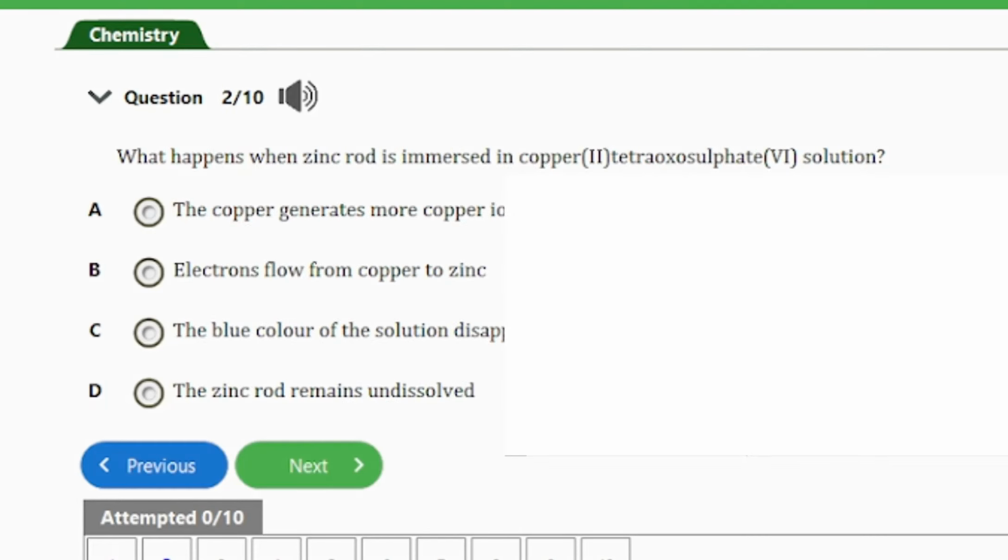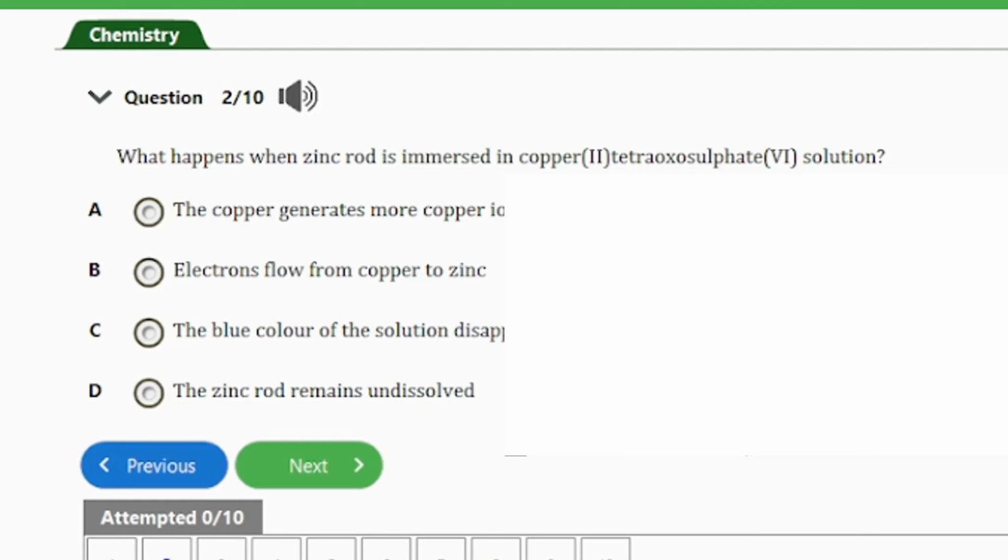Question number 2, it says, what happens when zinc rod is immersed in copper 2 tetraoxosulfate 6 solution? A. The copper generates more copper ions. B. Electrons flow from copper to zinc. C. The blue color of the solution disappears. D. The zinc rod remains undissolved. So guys, the answer to this question is option C here. The blue color of the solution disappears.